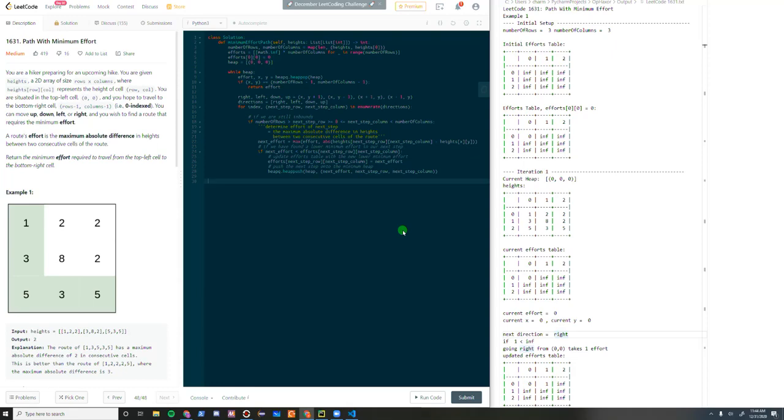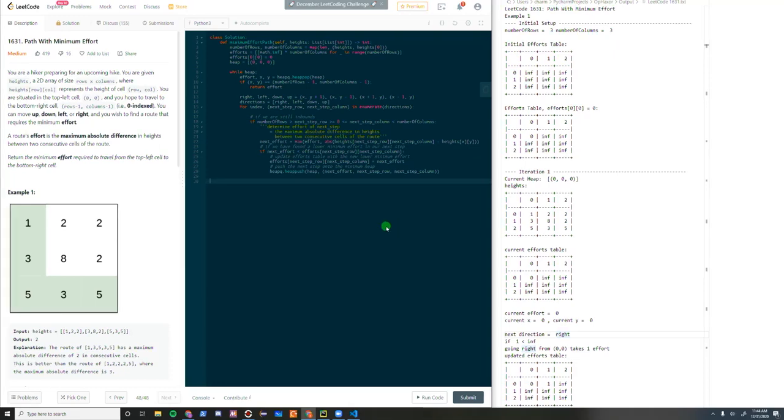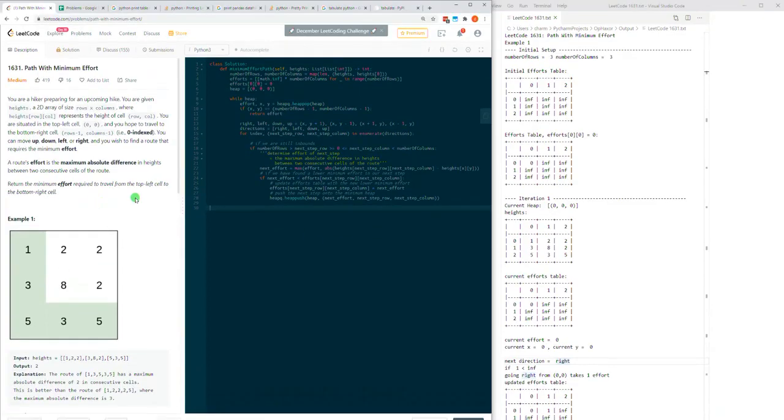Okay, so today we're going over LeetCode 1631, Path With Minimum Effort. This is of medium difficulty, and sure, yeah, we'll upvote it.